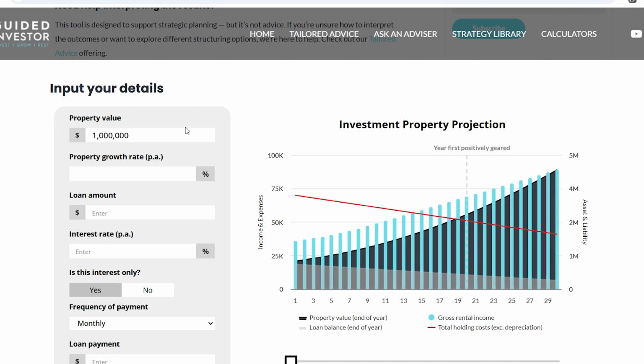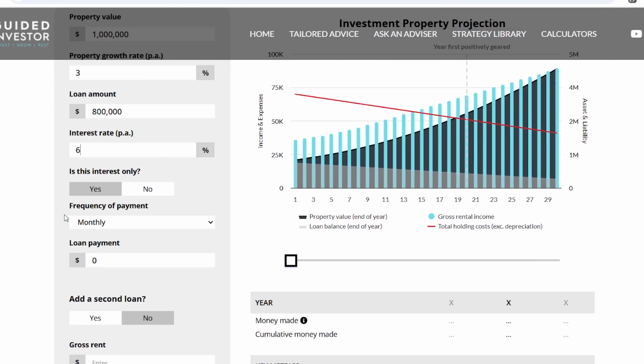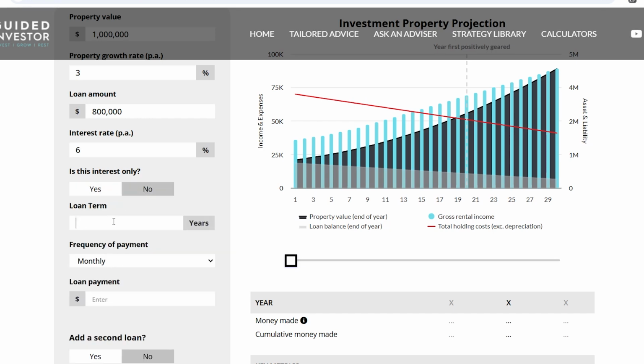We're going to assume a pretty modest growth rate on that of 3%. We're going to assume that we borrow $800,000 to fund the property. Interest rate, let's go 6%. Now, you can choose if you want to leave it interest only or if you want to do principal and interest repayments. So let's go P&I. Let's assume we're doing 6% over a 30-year loan term. Keep the repayment frequency as monthly.